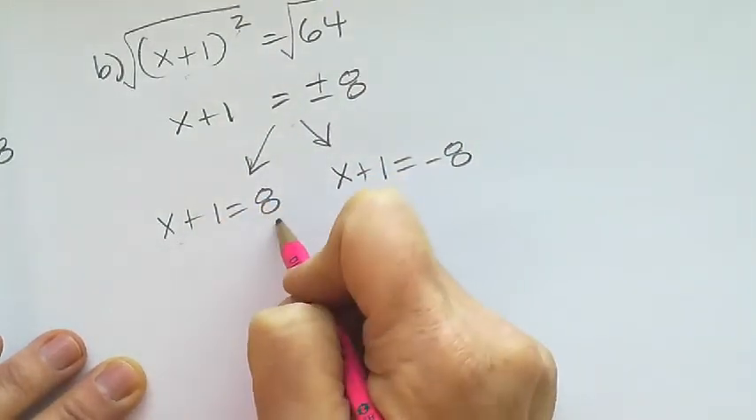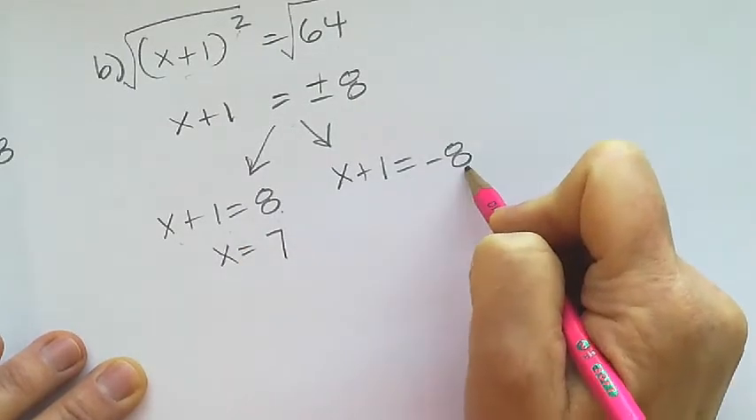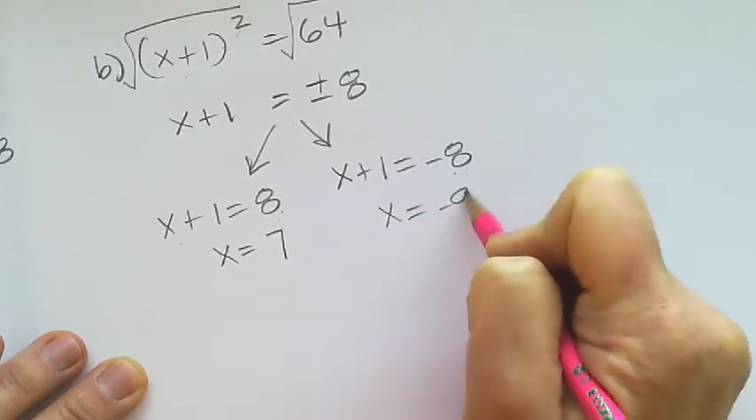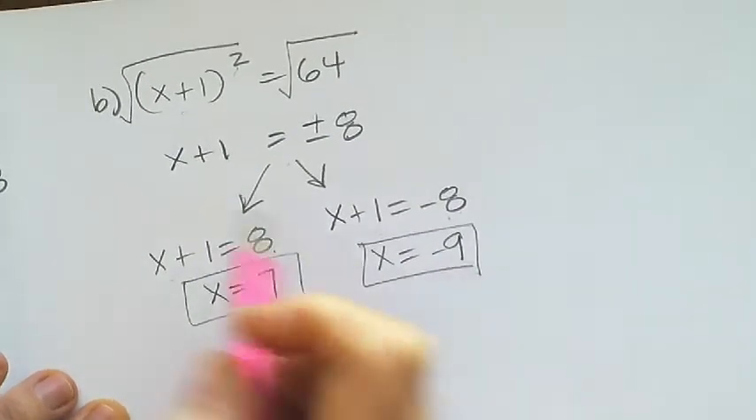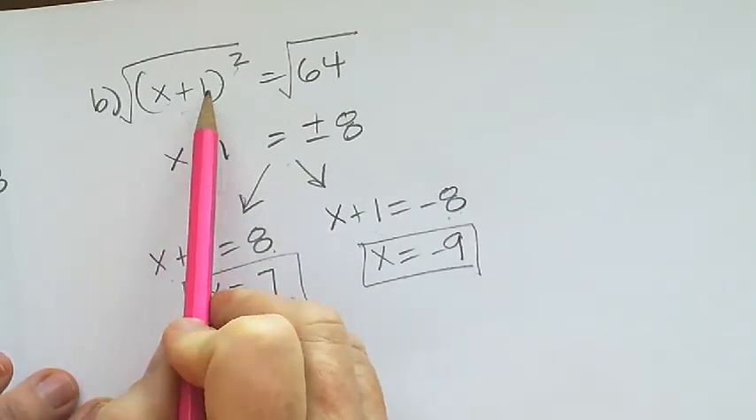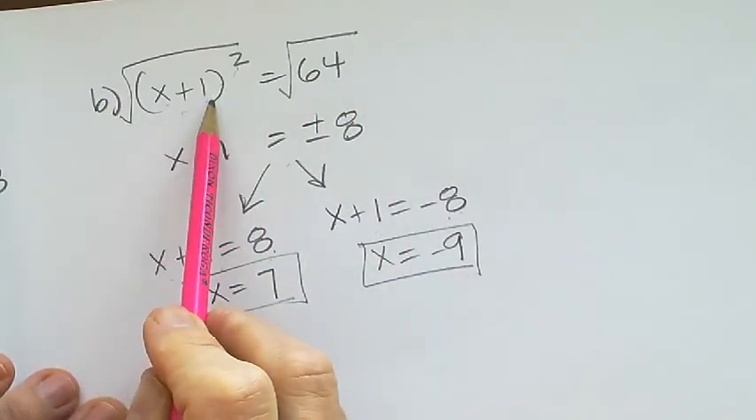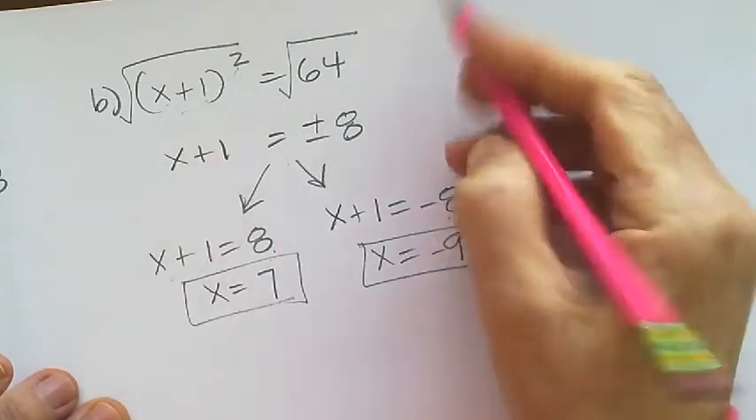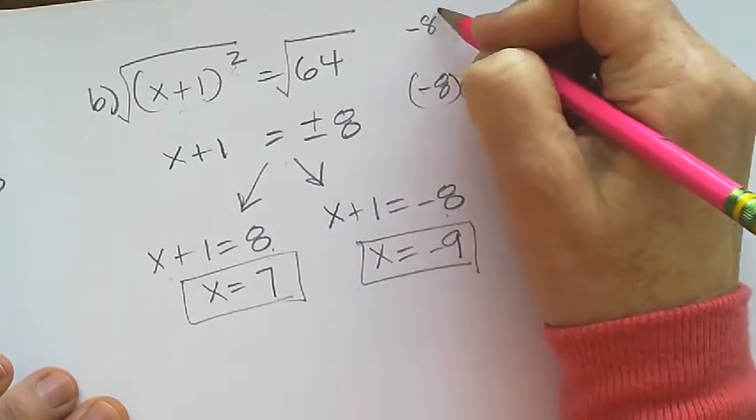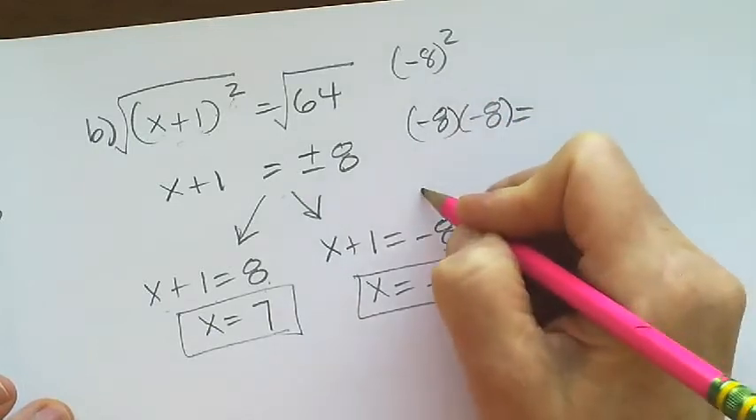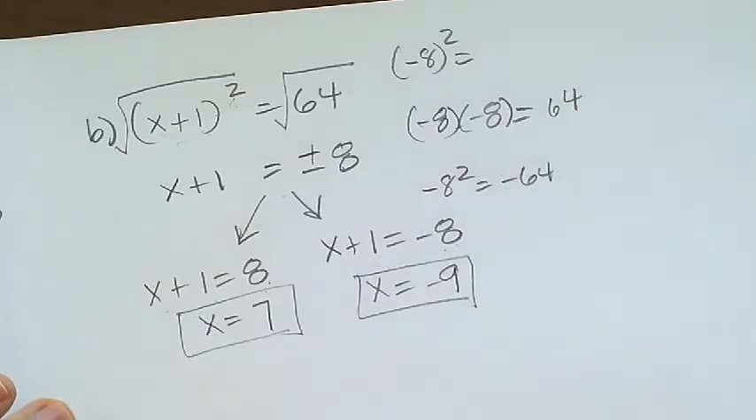Well, if x plus 1 is positive 8, subtract 1 from each side, I get 7. If x plus 1 is negative 8, subtract 1 from each side, and I get negative 9. So my two solutions would be 7 and negative 9. If I plug in a 7, I get 7 plus 1, which is 8. Square root is 64. If I plug in negative 9, I get negative 8 plus 1, which is negative 8. Square negative 8, which is negative 8 times negative 8. Remember, this is different from this. This is negative 64. This is positive 64.